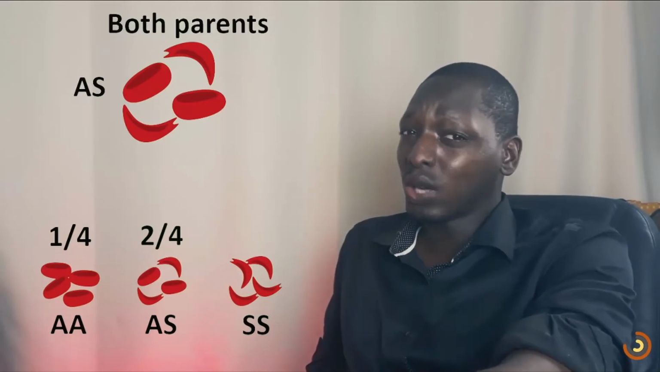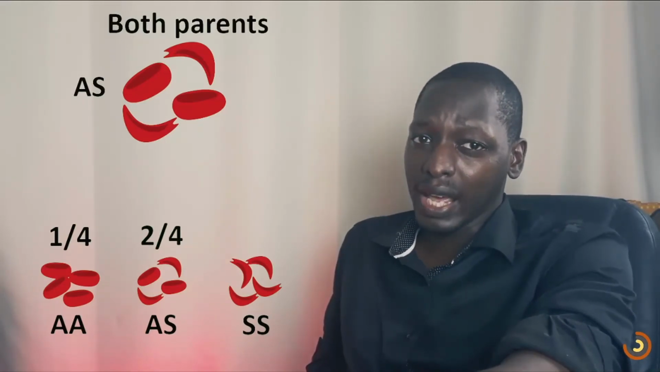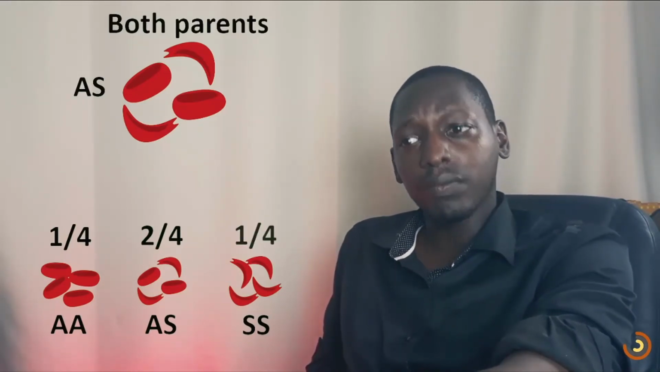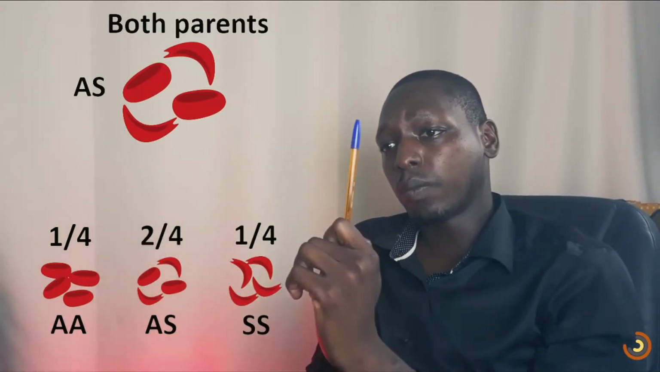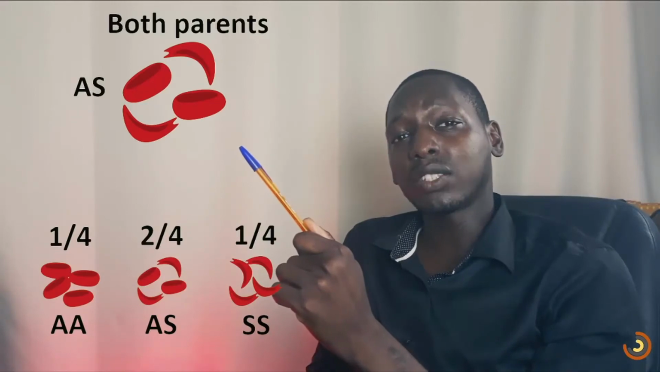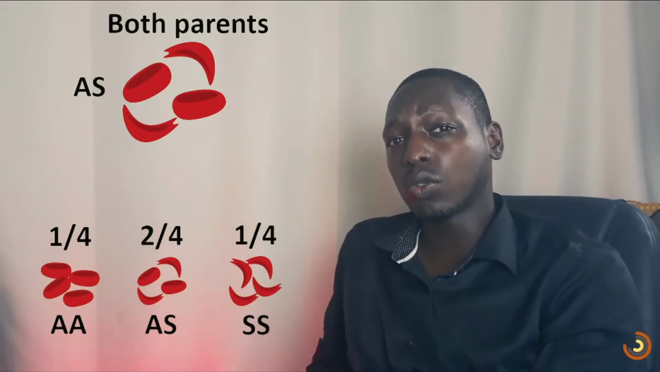1/4 of the time, the children are going to be AA. That means if you have 4 children, there's a very high chance that at least one of them is going to be AA. If you have 4 children, 2 out of them are very likely to be AS. And if you have 4 children, 1 out of them is very likely to be SS. That's why it's not recommended for parents that are AS to marry each other. And that's why you need to know your status before you actually get married and before you decide to have children.